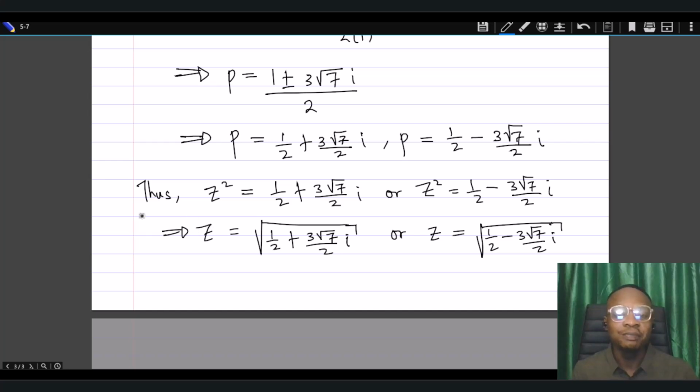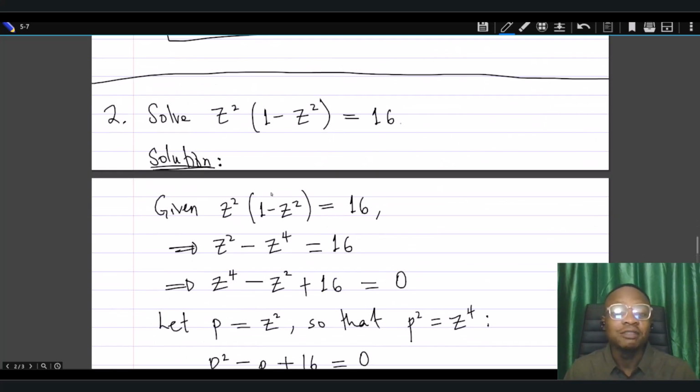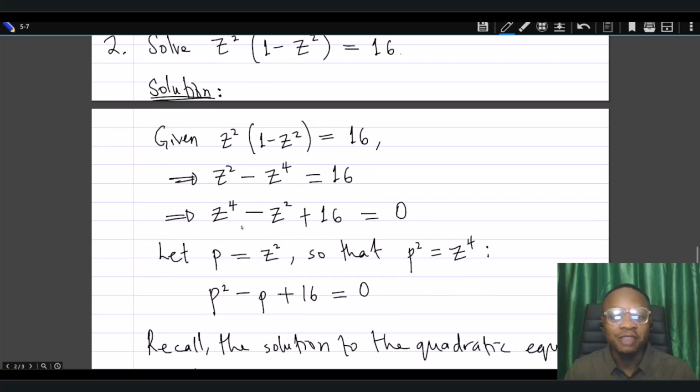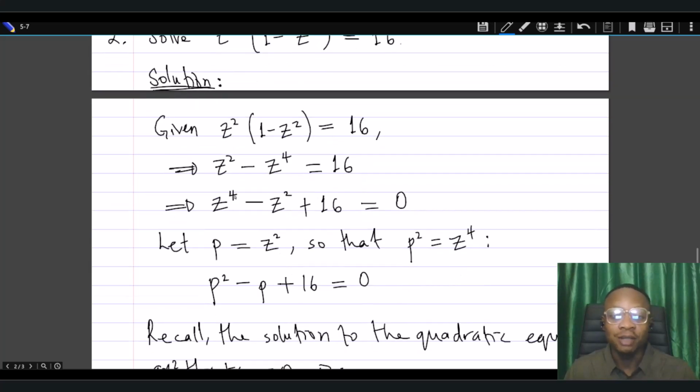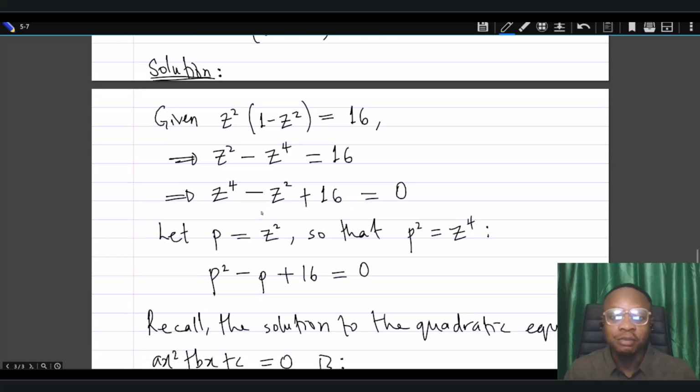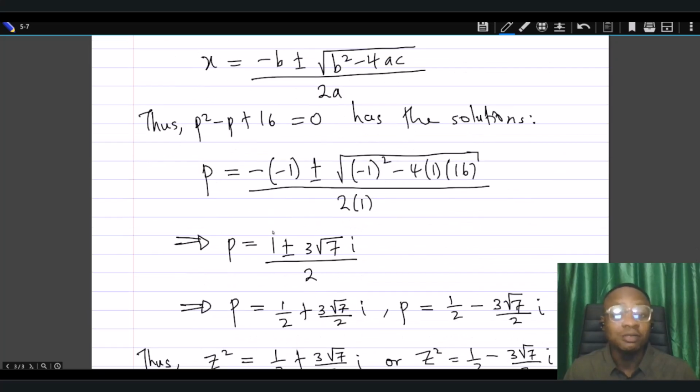So the root of this will give us 2 results. This will also give us 2 results. So at the end of the day, altogether, those will be giving us the 4 results we expect from this equation, because the power here is 4. This is a 4-degree polynomial. The solution should be 4.